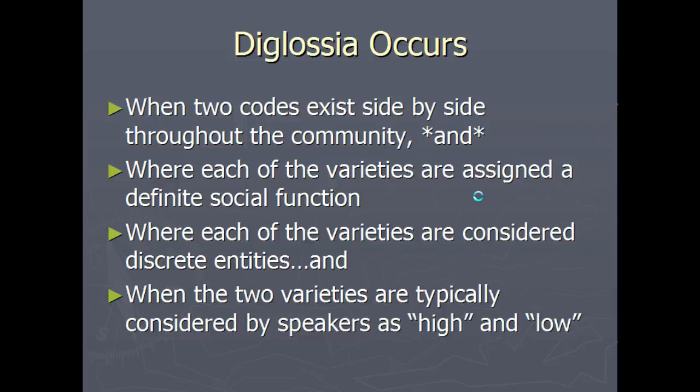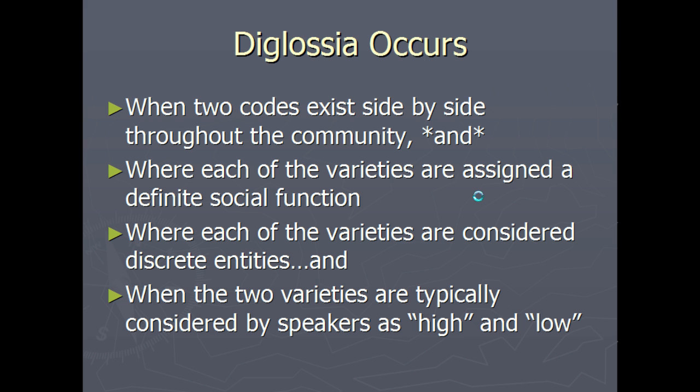Diglossia occurs when two distinct varieties of language or of a language exist side by side throughout the speech community. And this week you'll read about Joshua Fishman and Charles Ferguson. They have slightly different ideas about what constitutes a distinct variety or a distinct speech community, so watch for those two distinctions this week in your readings.